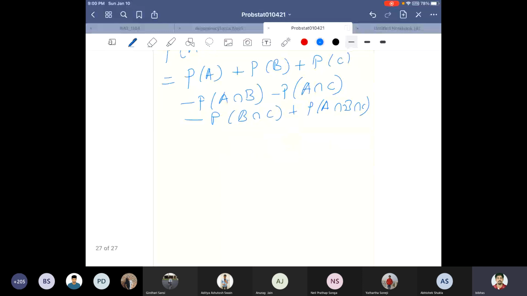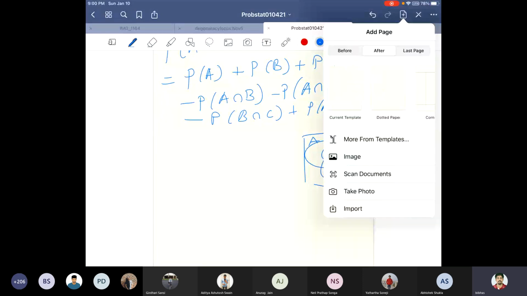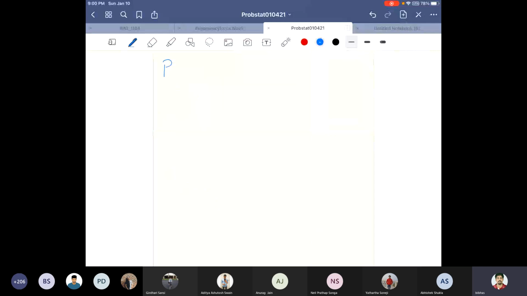So it is like you have this as a sample space. Let's say you have some A, some B, some C, and you want to find out the probability of A union B union C. Let me discuss a problem where this kind of situation will arise. So let's say I have a problem here. The problem is like this.